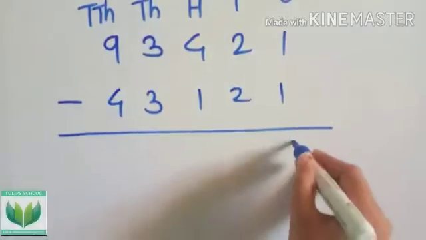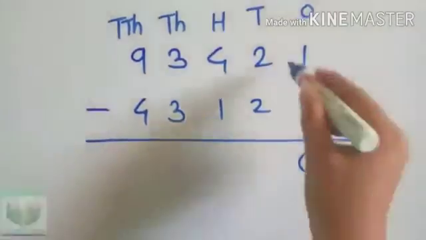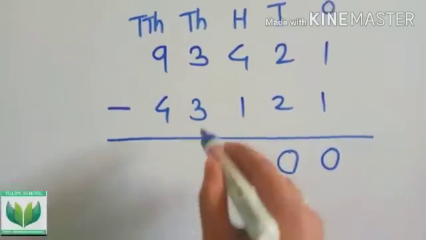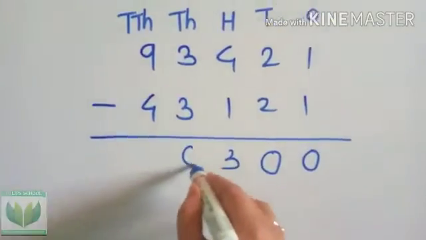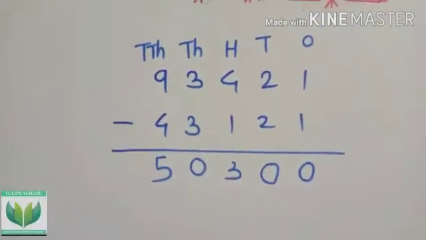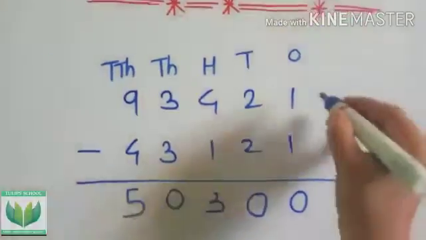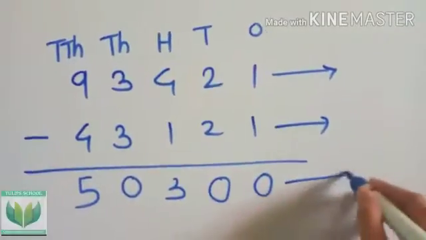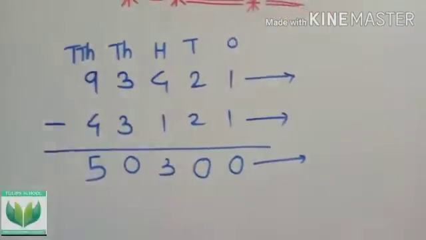1 minus 1, 0. 2 minus 2, 0. 4 minus 1, we know that 3. 3 minus 3, 0. 9 minus 4, 5. This is called subtraction. What is this number called, and what is the answer we get called? Okay, now let's see.